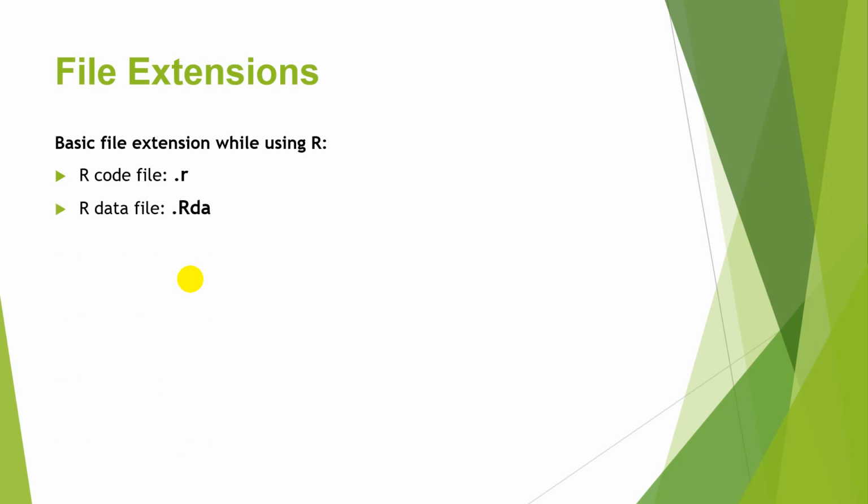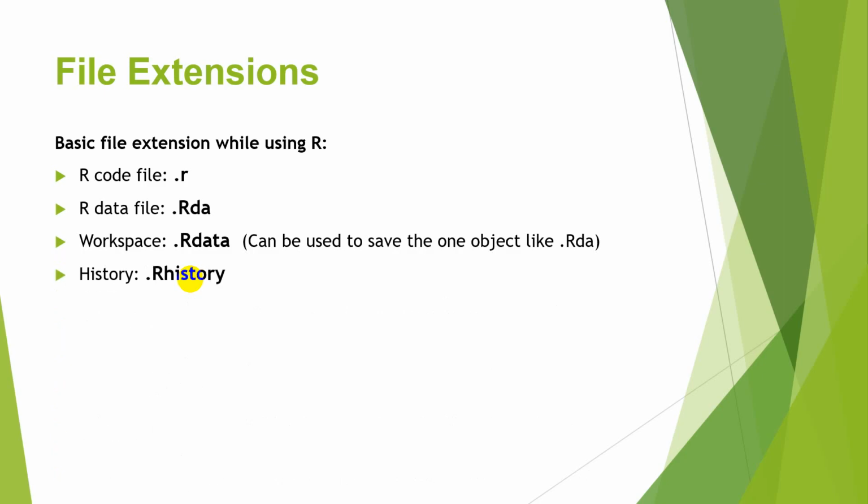Similarly, the data file will be stored using .rda, the workspace will be stored using .rdata, and the history will be stored using .rhistory. These are a few basic file extensions which we will play around with in our coming sessions. We will store the code using .r, the data using .rda, the workspace using .rdata, and the history using .rhistory. Those are the few file extensions you need to remember to do R-based programming activities.